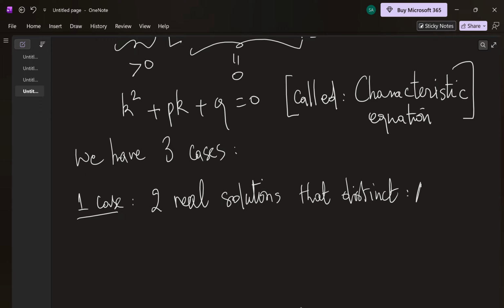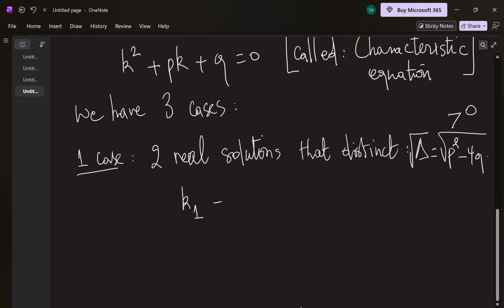Here, the determinant of the equation is strictly bigger than 0, and the root of the determinant is the square root of p squared minus 4q. Okay, this is the case. This is strictly greater than 0. It is not imaginary. So here we have two solutions.